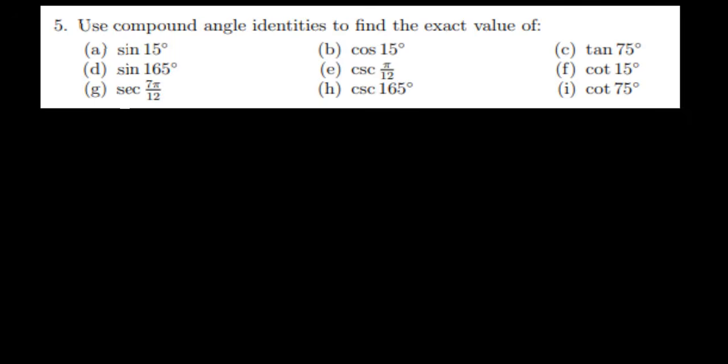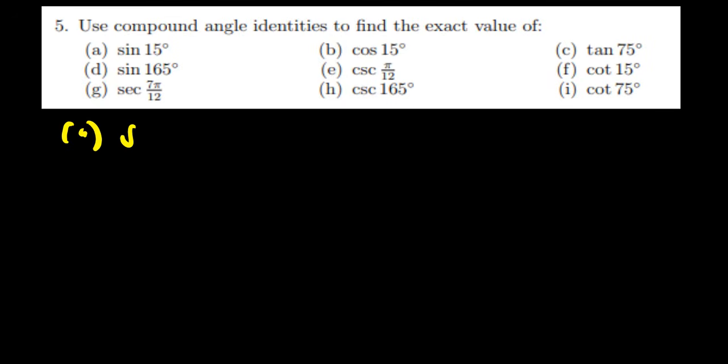Let's solve some. Use compound angle identities to find the exact value of the following. We are using compound angle identities. Okay, so what do we mean by compound angle identity? You are adding or subtracting two angles to come up with double angles. Okay, so what are we going to have? Let's solve the first one. We've got sine of 15 degrees.